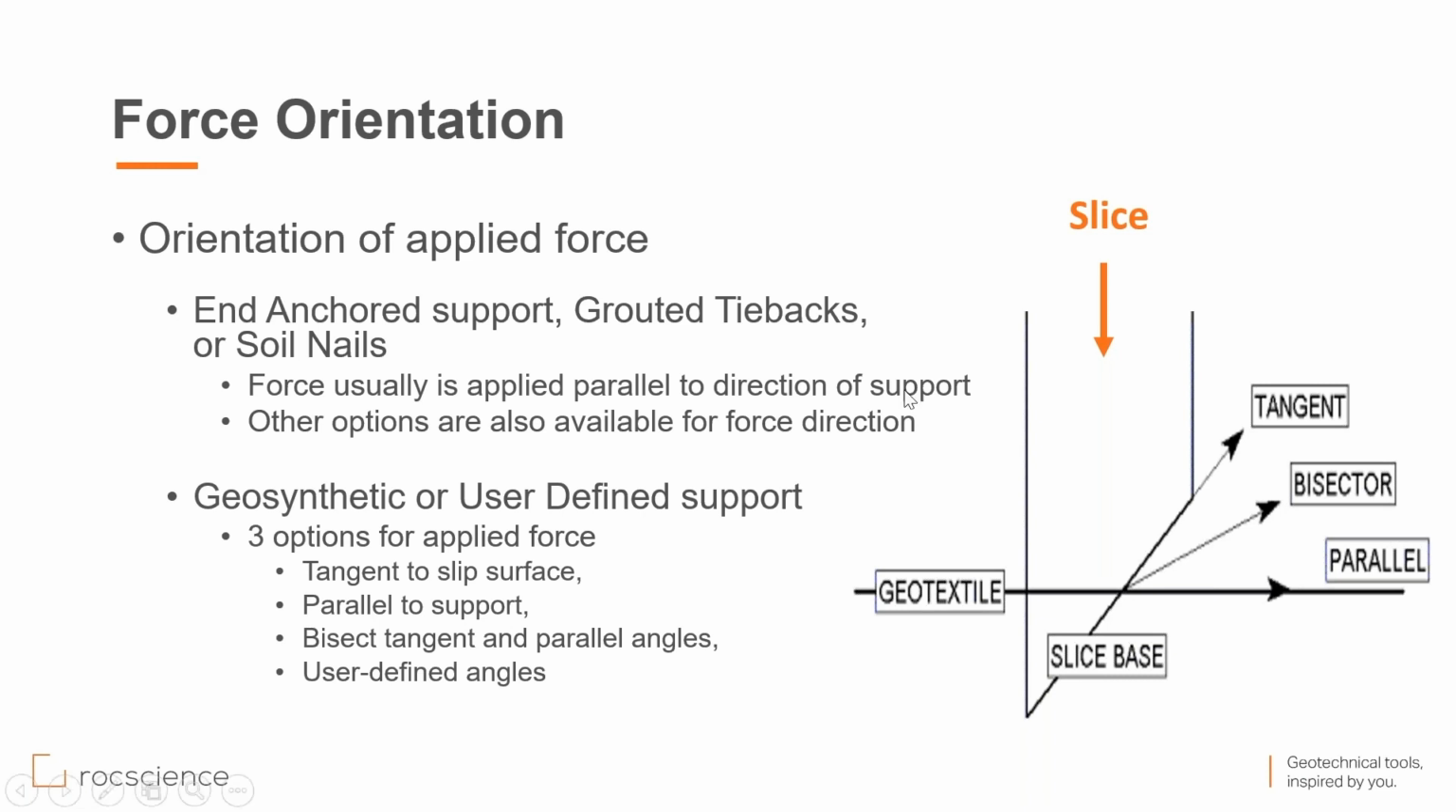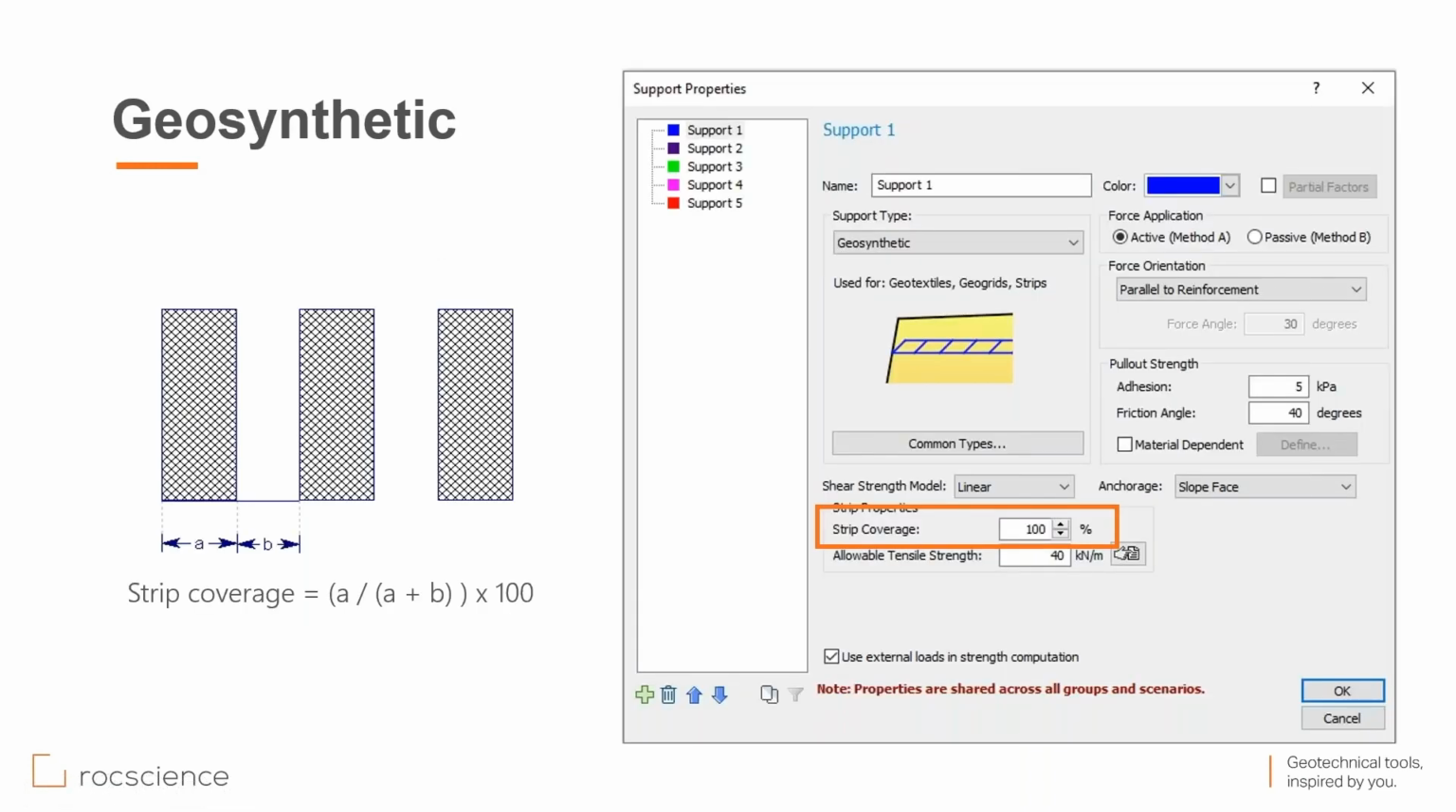For something like end anchored or grouted tieback, usually it's just parallel to the direction of the support, but you still have these options. For something like geosynthetic, where the force applied changes as there's displacement in the slope, you might want to take advantage of these other options. So now we're going to focus a bit on geosynthetic specifically.